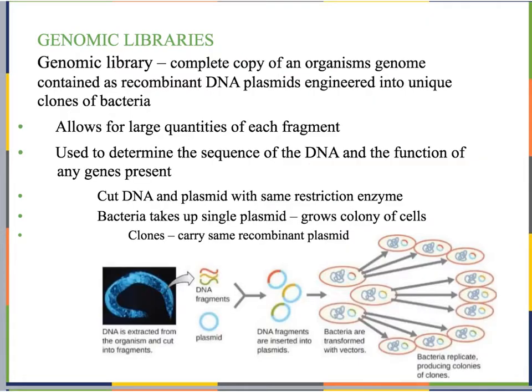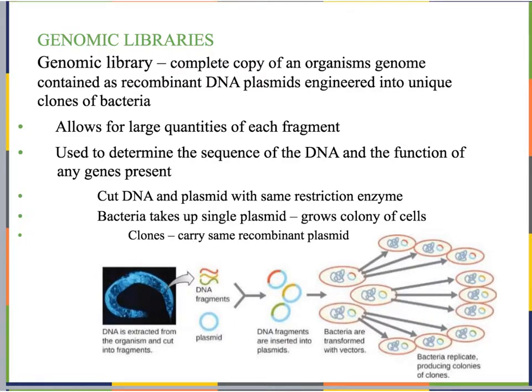All right, so utilizing this information now, we can go about doing this process and getting different things at the end of it. So one of the things that we can do with this molecular cloning process is create a genomic library. So as it says here, a genomic library is a complete copy of an organism's genome, and that's contained as recombinant DNA plasmids that are engineered into unique clones of bacteria.